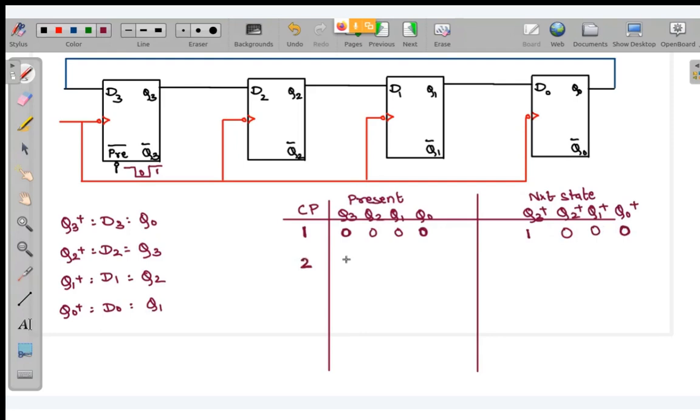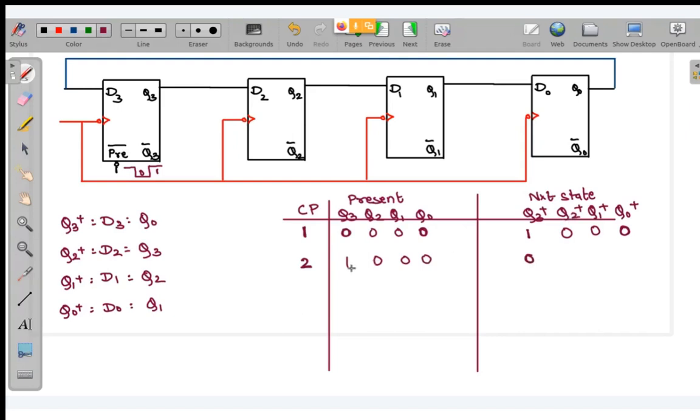So in the next clock pulse, this will become your present state, and the next state will be what? Now once again in the second clock pulse, this preset bar, its input is what? It is 1. So we know preset bar gets activated when it is 0. So again it has gone to 1, which means we have deactivated the preset bar. So what will happen to the next state? Basically, you can see Q3 plus is equal to D3, which is equal to Q0. So Q0 is equal to 0, so the next state will be 0.